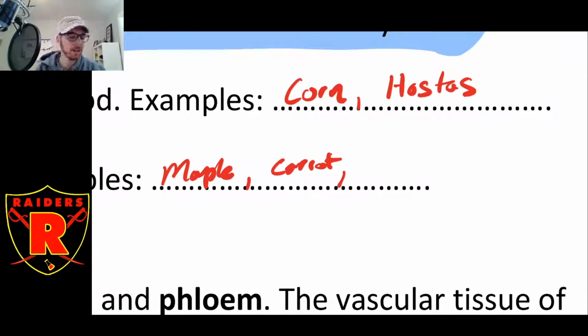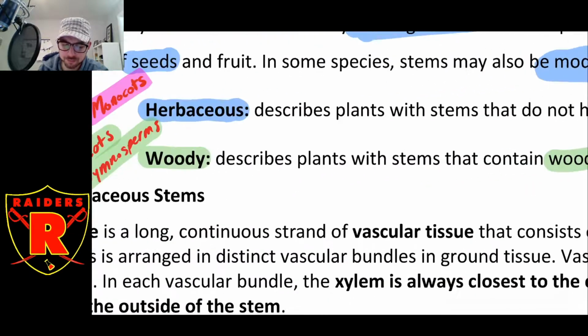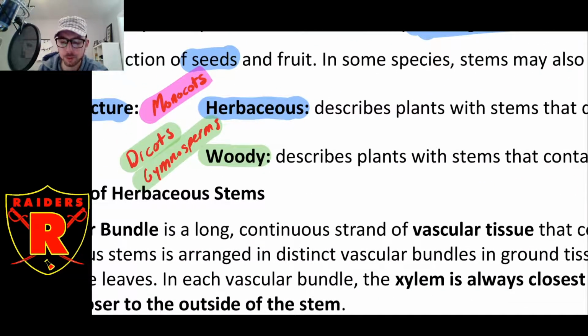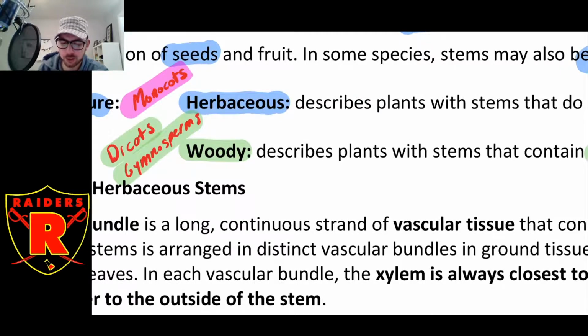What else would be? Like a birch tree. Like anything that you would think of that would potentially have a woody stem, that would have bark. All of those things would fit under a dicot or a gymnosperm woody stem. So those are the two basic kinds.